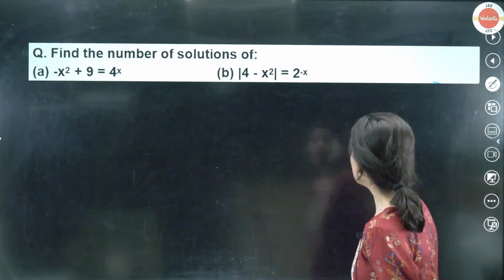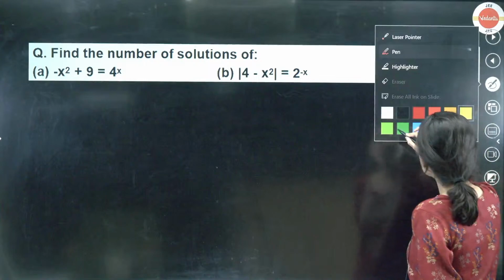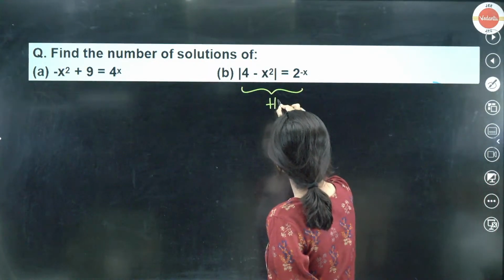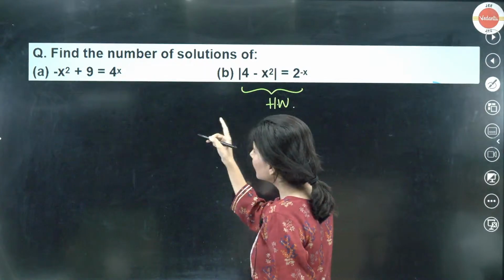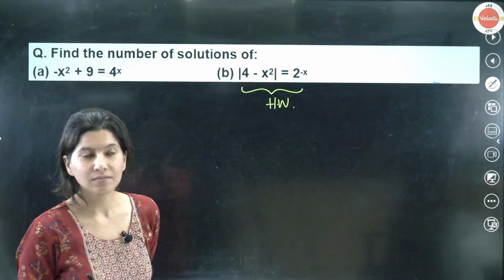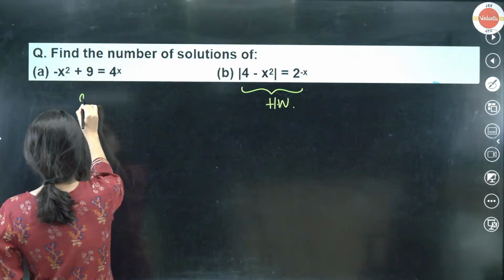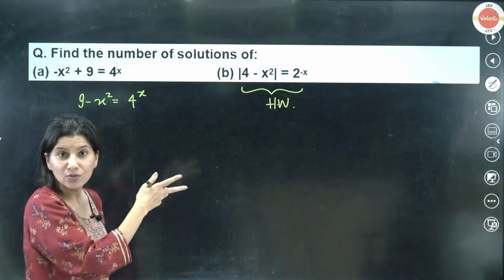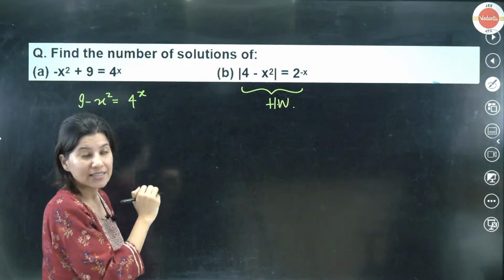All right. So now I'll give you a homework also. So this will be homework for you. And this we are going to solve right away. Okay, chalo. So 9 minus x square is equal to 4 raised to power x is what we need to find, the number of solutions.